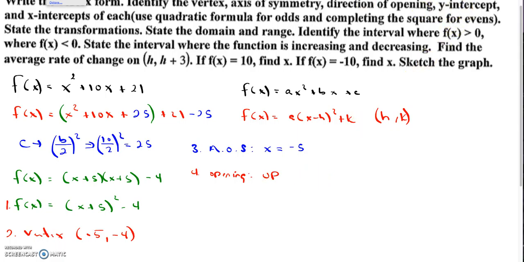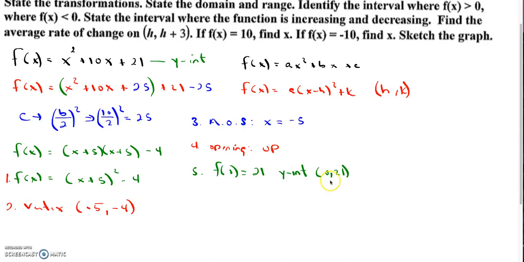The y-intercept, I'm going to get the y-intercept from my standard form. So in standard form, the 21 is the y-intercept. Or if you wanted to, plug in 0 for x, and you'll see f of 0 equals 21. So the y-intercept is 0, 21. X-intercepts. There's two methods I want you guys to use: quadratic formula for the odds and completing the square for the evens. I'm going to demonstrate both on this one.